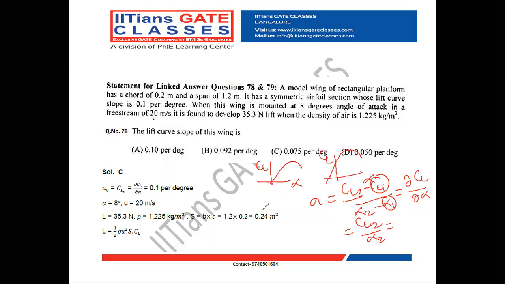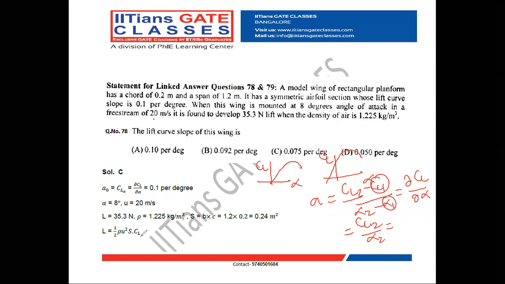In order to calculate that, lift is already given. Lift is 35.3 Newton. Rho is given, that is equal to 1.225 kilogram per meter cube. S is not given, but it is given as a rectangular planform of chord 0.2 and span 1.2 meter. For a rectangular wing, area can be calculated as B into C, that is span into chord, that is equal to 0.24 meter square. And the free stream velocity is also given, 20 meter per second.